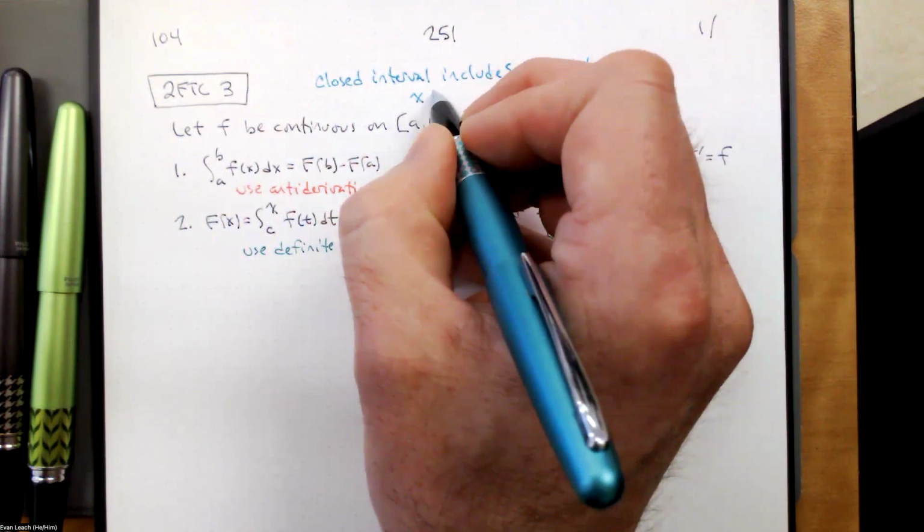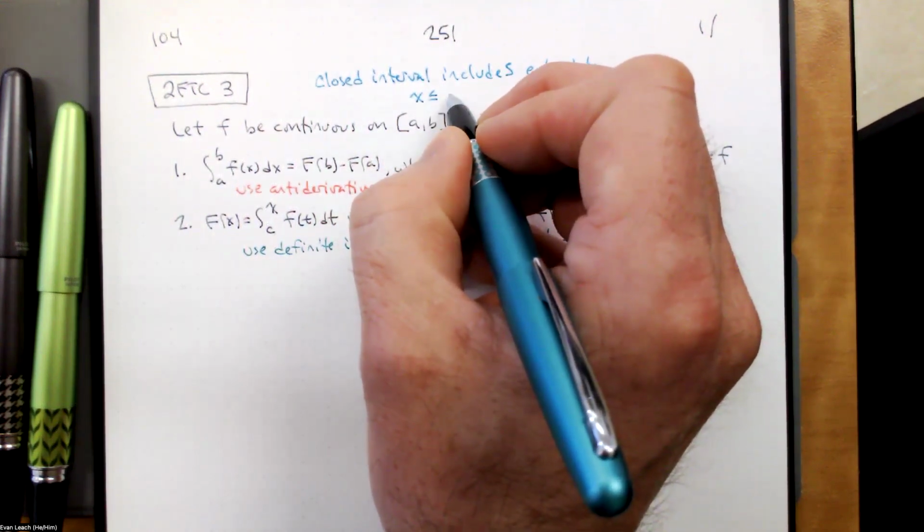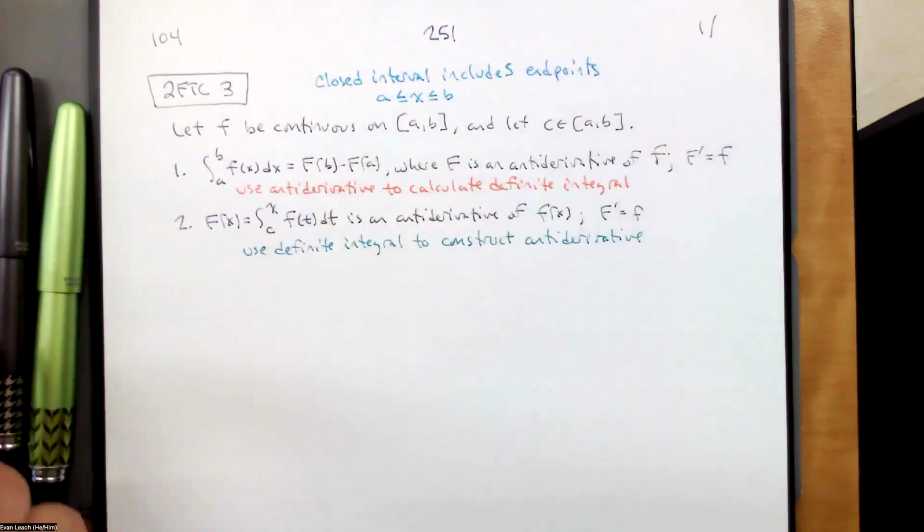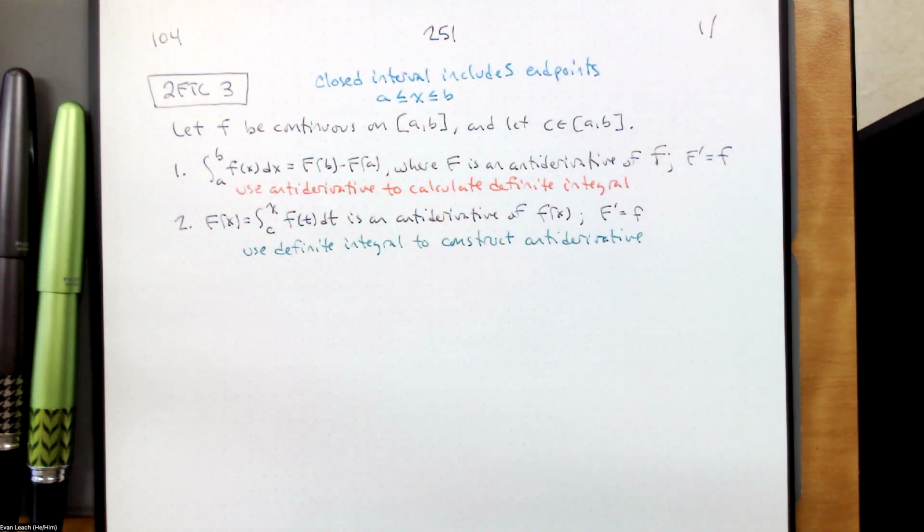So we're saying all the x less than or equal to b and greater than or equal to a, in between a and b and including a and b. The other version of this would be an open interval, which does not include the endpoints.